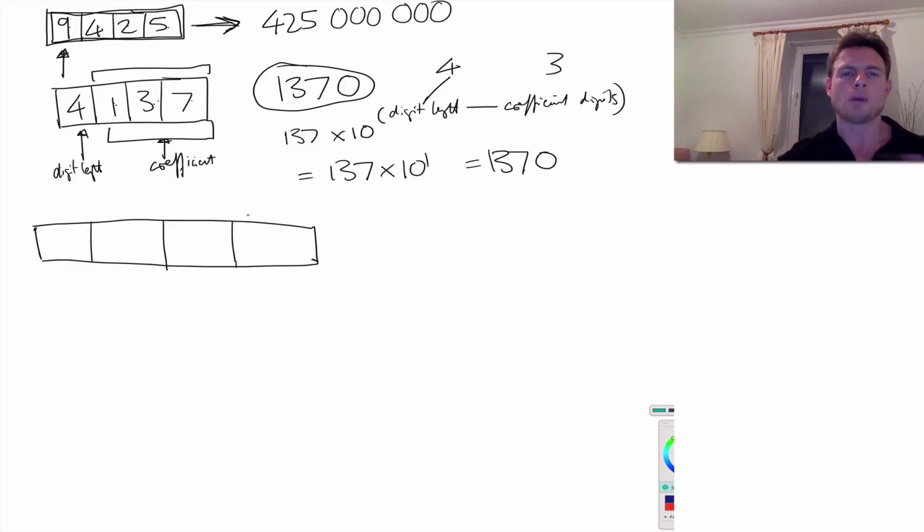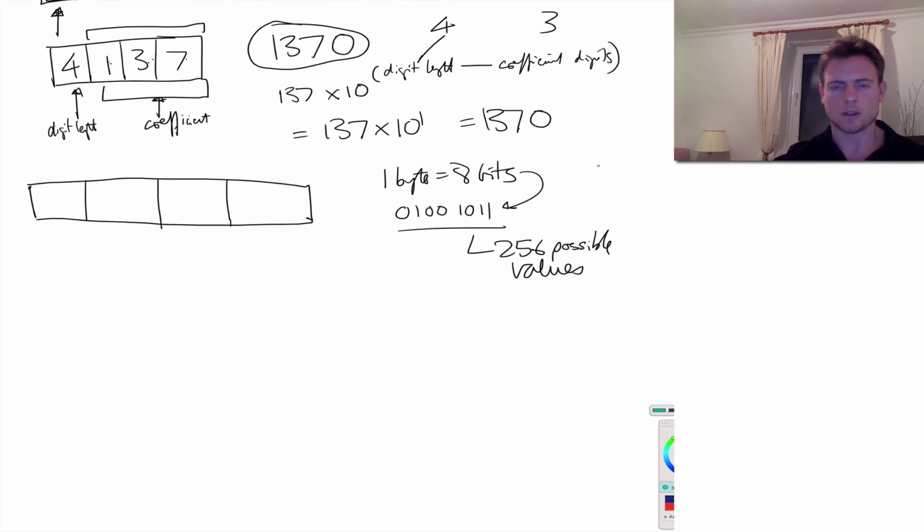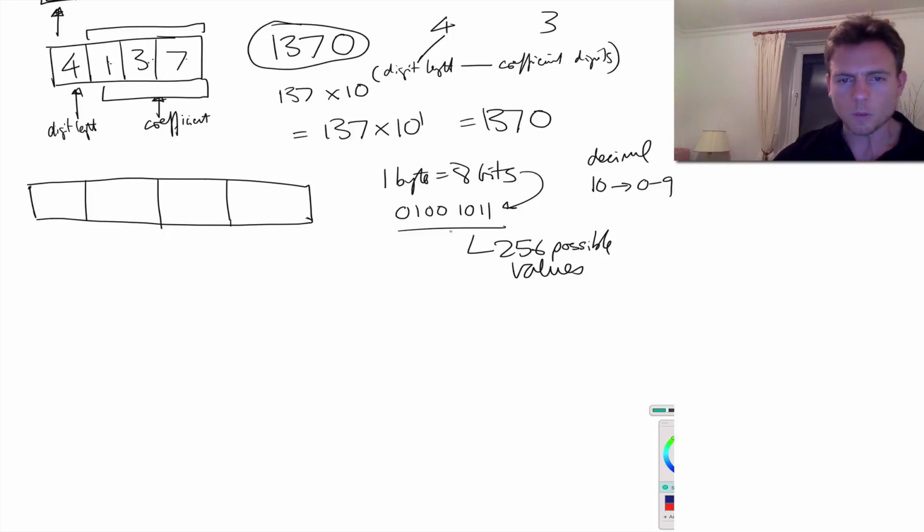Now, 1 byte equals 8 bits. For example, 0100 1011, that's 1 byte and that's 8 bits, in binary. In 1 byte there are 256 possible values. Whereas in decimal there are 10 possible values, that's what decimal means, there are 10 digits, 0 to 9. In 1 byte we have 256 possible values, all the different combinations of ones and zeros in 8 bits.